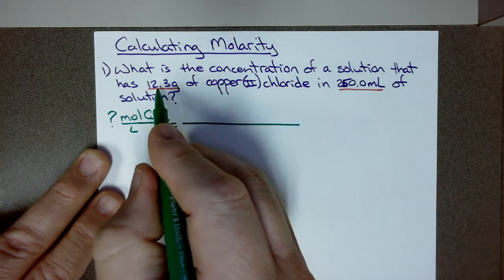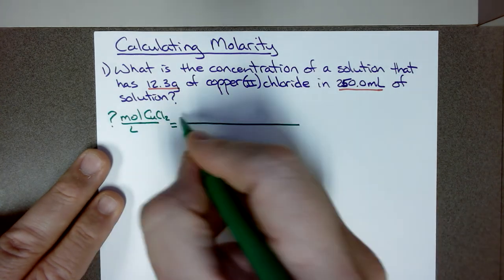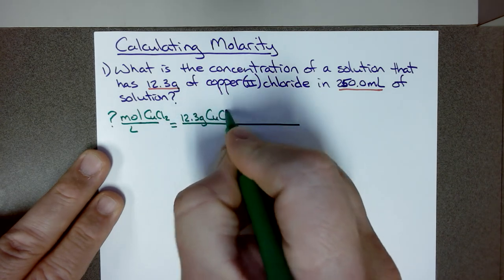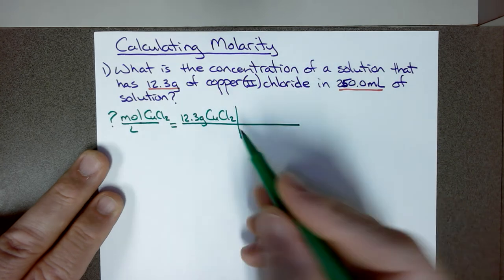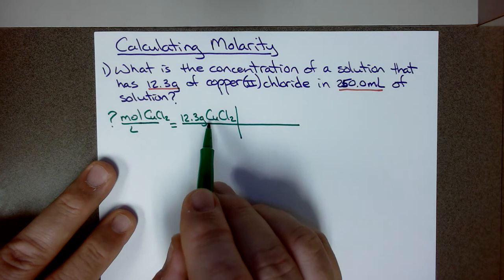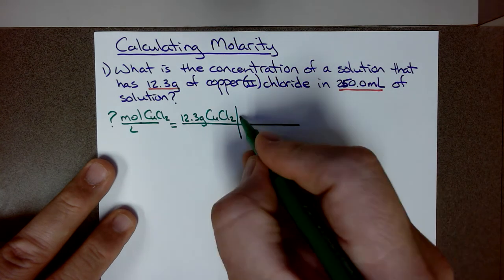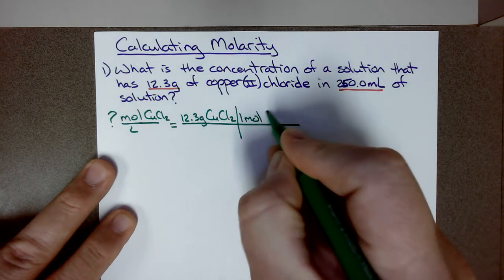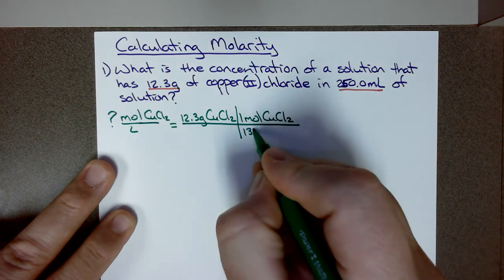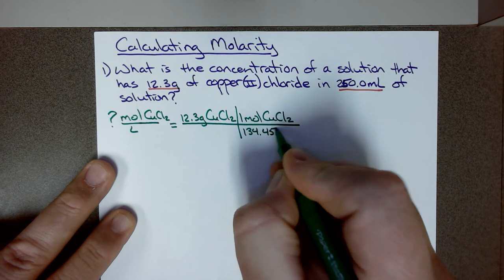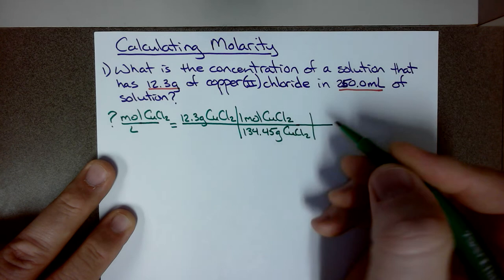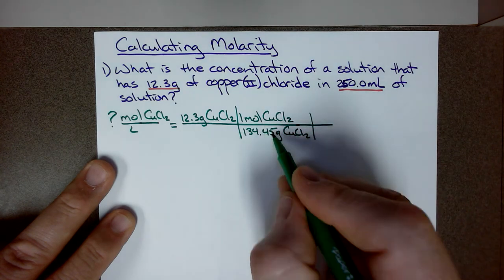So again, I'm going to start with my mass. So I have 12.3 grams of copper 2 chloride. And I have to go from mass to moles. So I'm going to use molar mass. So 1 mole of copper 2 chloride has a mass of 134.45 grams of copper 2 chloride. Okay, that's the molar mass. 1 mole is this mass.